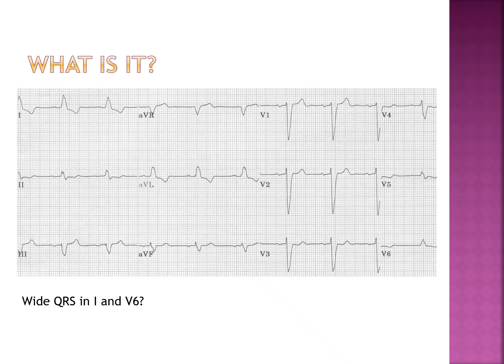So what's the next thing I look at? I look at the terminal forces in V1. Is it going up or is it going down? So if I got a wide QRS complex in 1 and V6, I need to be thinking left axis deviation. So I look at V1, my terminal forces are going down. In order for me to turn left in my car, I push the turn signal downward and I go left. So I have a left bundle branch block.